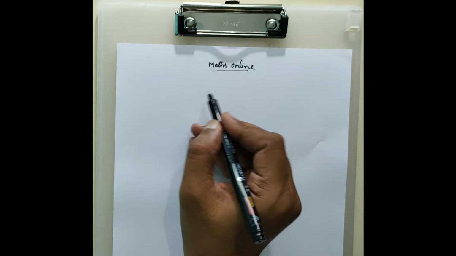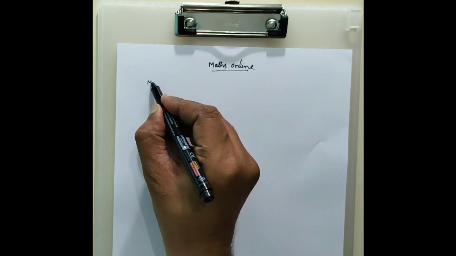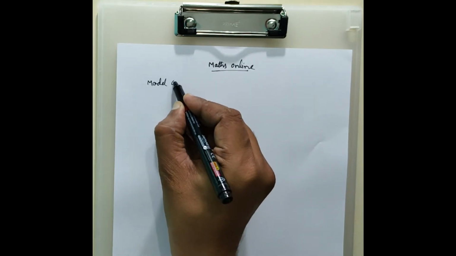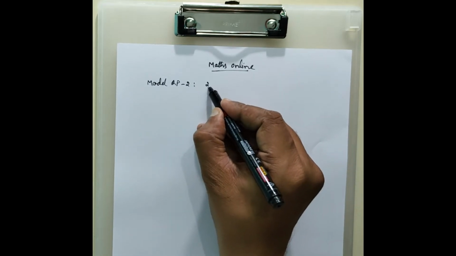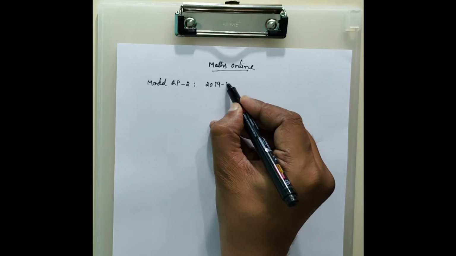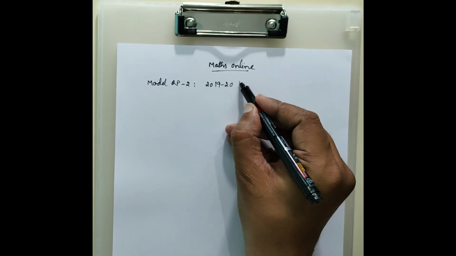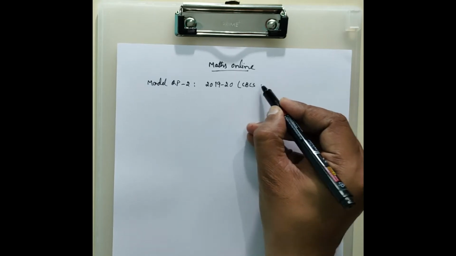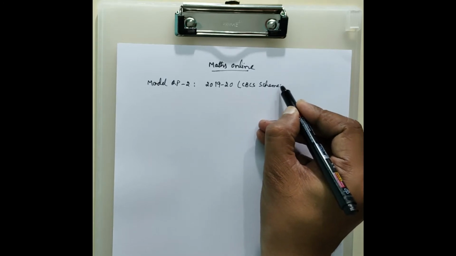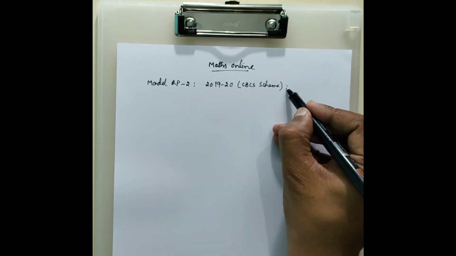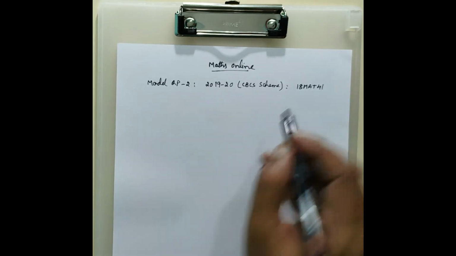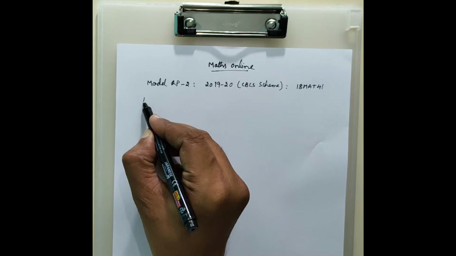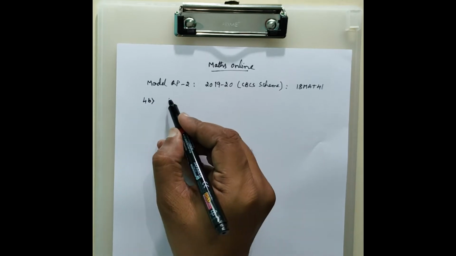Today we are going to discuss the VTU model question paper number 2, 2019-20, CBCS scheme, subject code 18MAT41. So it is question number 4B from the model question paper.